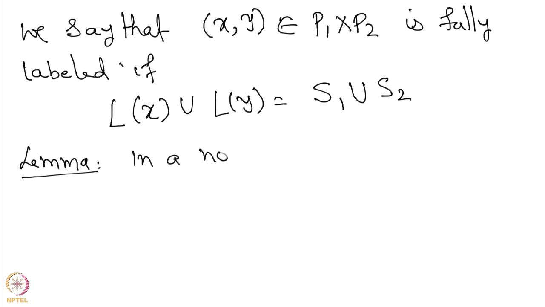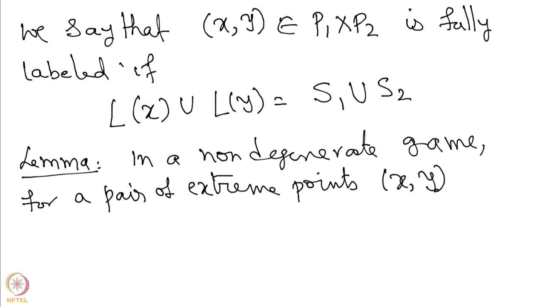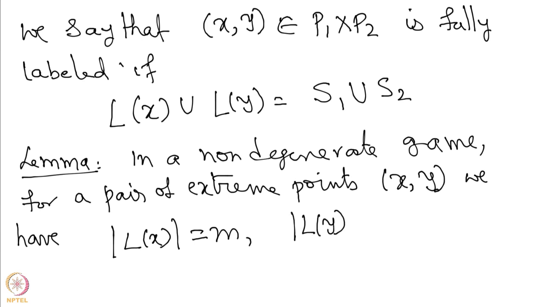In a non-degenerate game, for a pair of extreme points, the size of L of x is m and the size of L of y is n. We will prove this in the next session and continue to the Lemke-Howson algorithm. We will stop here at this moment. We will continue in the next session. Thank you.